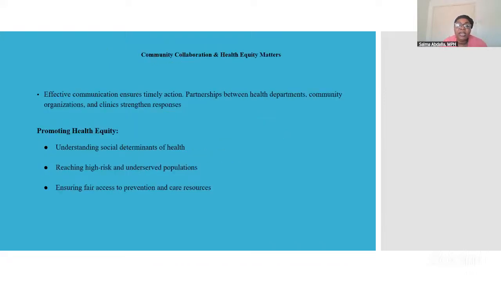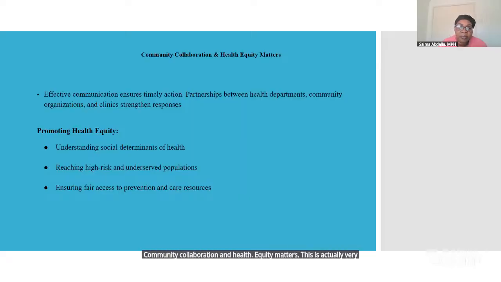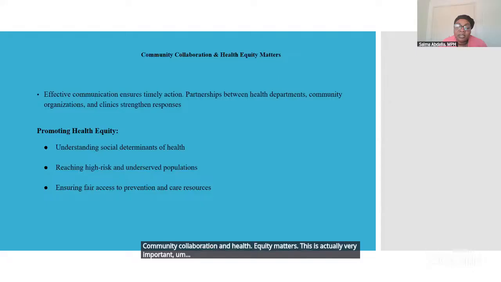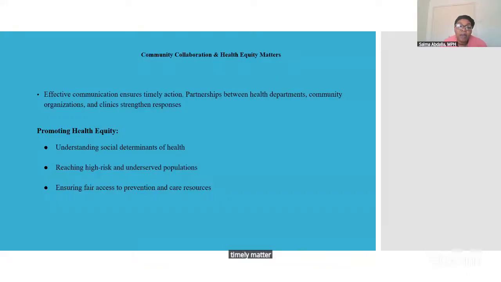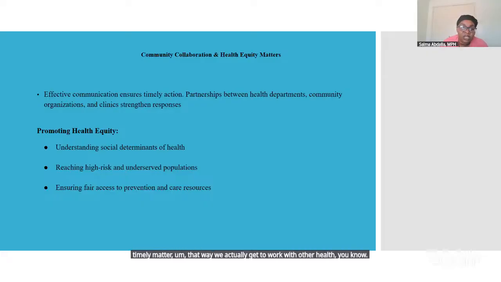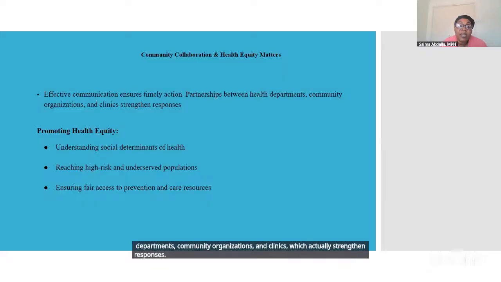Community collaboration and health equity matter. This is very important, something that's so vital to do. We have to have effective communication and make sure that we're working in a timely manner. That way we actually get to work with other health departments, community organizations, and clinics, which strengthens responses. And also promoting health equity.